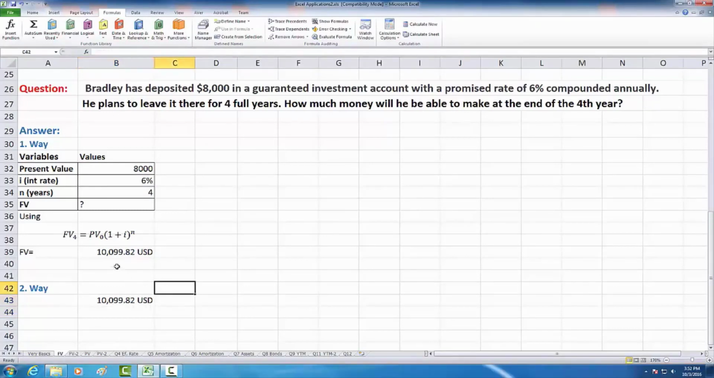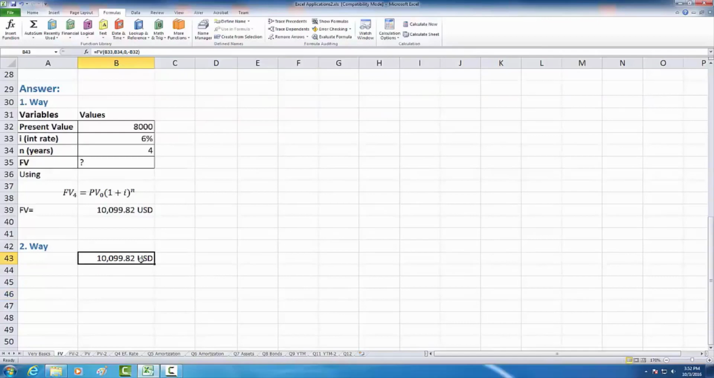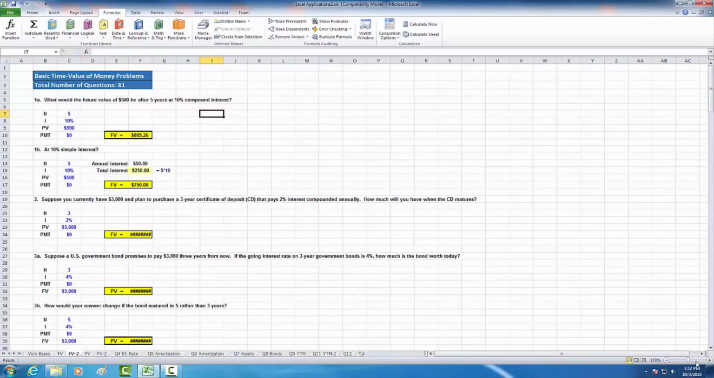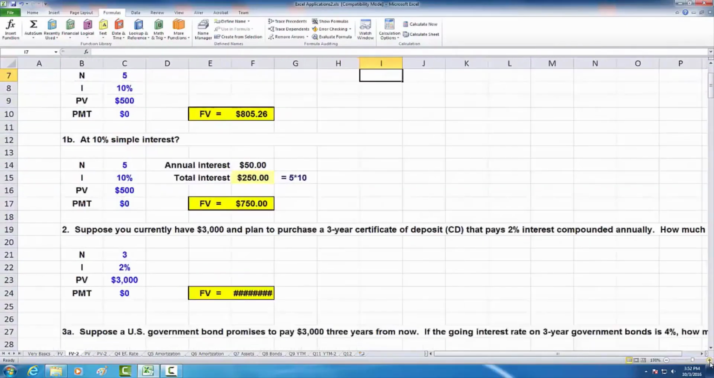As you can see, the answers are the same. This is the formula that we have written, and this is the built-in function FV. The FV function is a function that we use in calculating the future value. Now let's switch to the second future value application sheet.